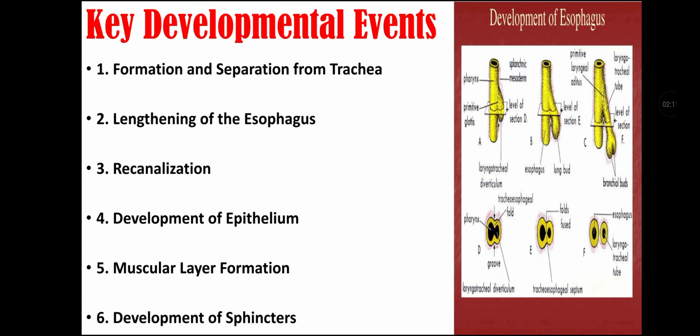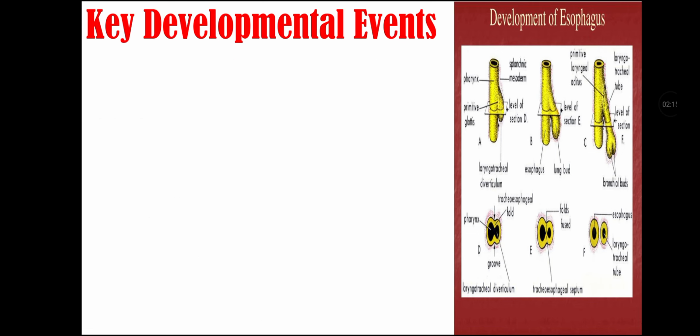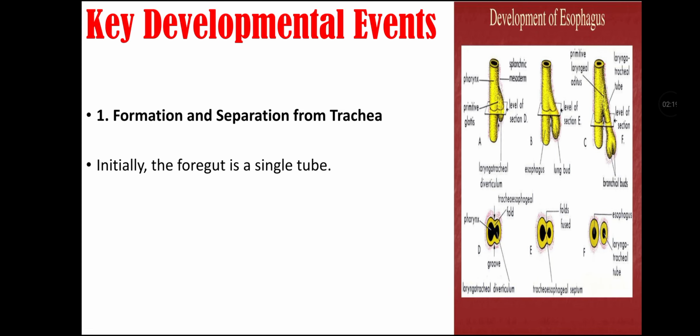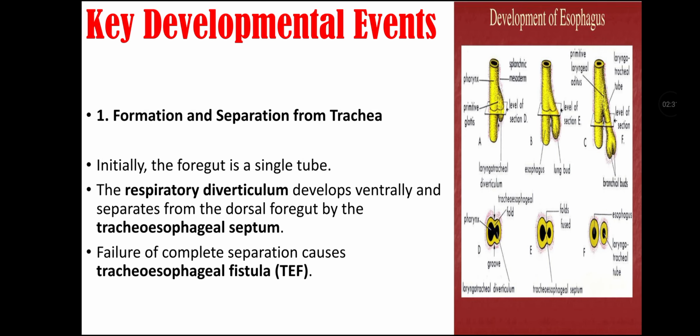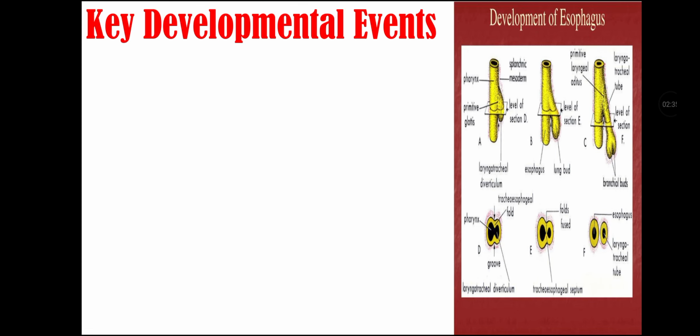Now let's talk about these key developmental events in a little more detail. So the first key event is the formation and separation from the trachea. Initially the foregut is a single tube. The respiratory diverticulum develops ventrally and separates from the dorsal foregut by the tracheoesophageal septum. Failure of complete separation causes tracheoesophageal fistula.